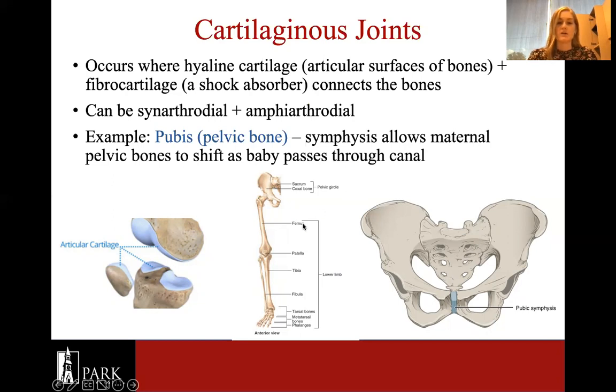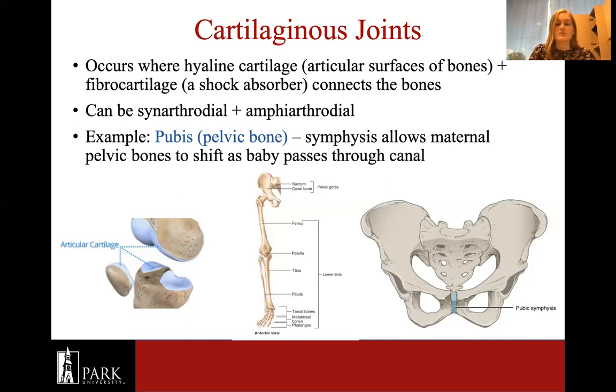For example, at our knee, we have our femur that meets up with our tibia, and we have articular cartilage on both sides of our femur and our tibia. In between our femur and our tibia, we have those menisci, which are fibrocartilage pieces that act as an extra shock absorber.